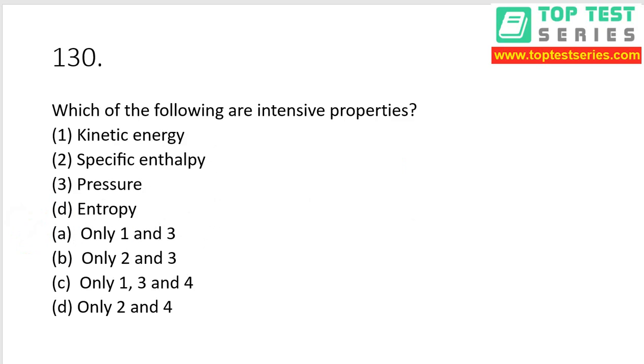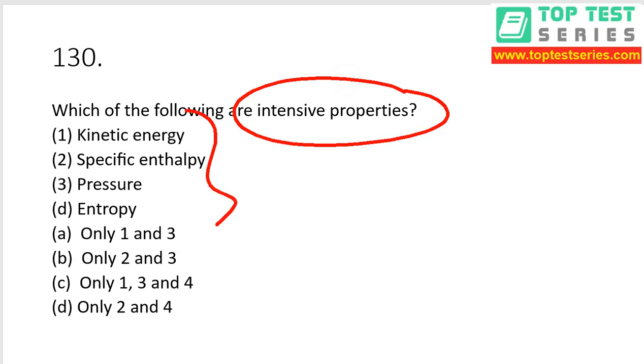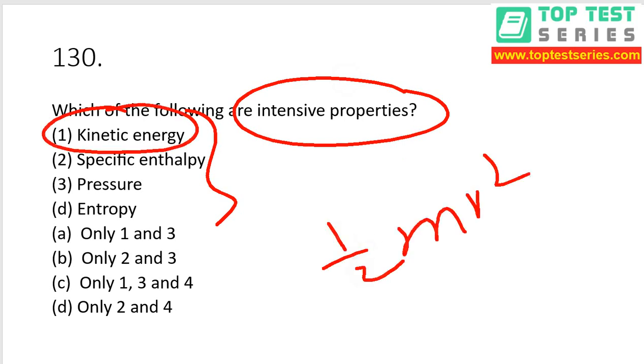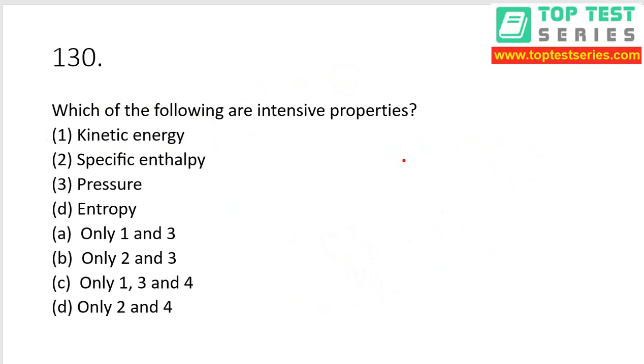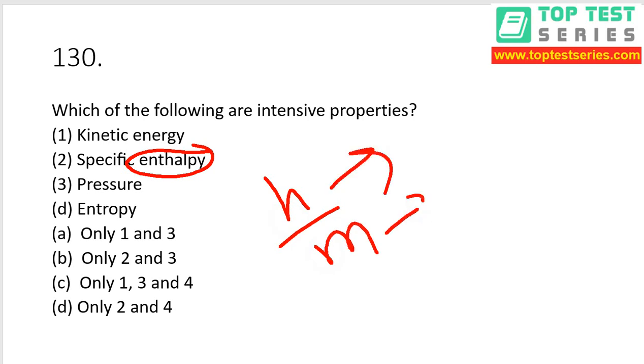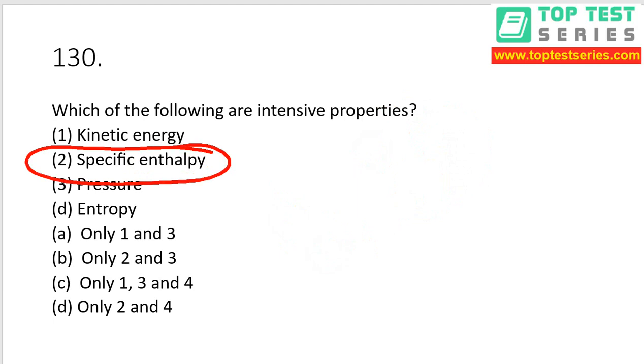Question number 130. Which of the following are intensive properties? So what is the meaning of intensive properties, my dear? It does not depend on mass, right? So we have to find out which term does not depend on mass. Now kinetic energy, kinetic energy is half mv square. That means it depends on mass. Specific enthalpy. Enthalpy is what, my dear? Stored energy. So remember one thing: any type of energy is an extensive property. If it is saying specific enthalpy, that means it is enthalpy by mass. So extensive by extensive is known as what? Intensive property. Therefore option number 2 is an intensive property.